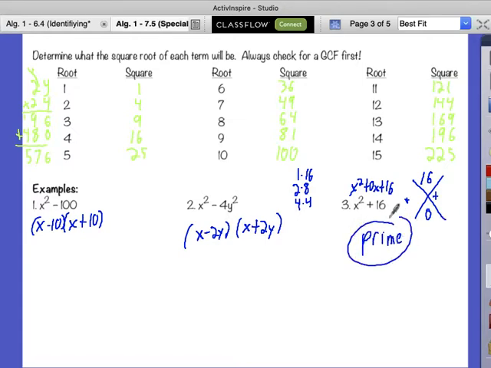And the reason why it's prime, guys, is it's a sum. There is no sum of 2 squares. Anytime you have a sum of 2 perfect squares, it cannot factor. Sometimes you can get a GCF still, but you can't go any farther than that. Questions on that?